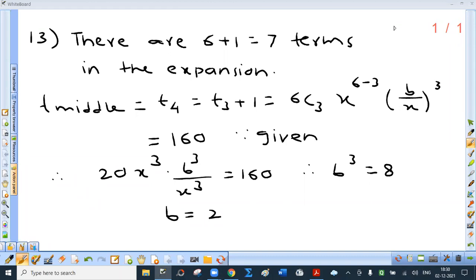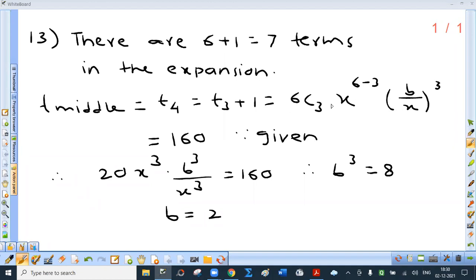Now T4 is T3 plus 1. Why write T4 as T3 plus 1? Because we have the formula for T(r+1). In the expansion of (a + b) raised to n, what is T(r+1)? It is nCr a raised to n minus r into b raised to r.